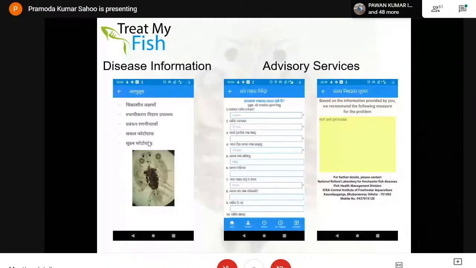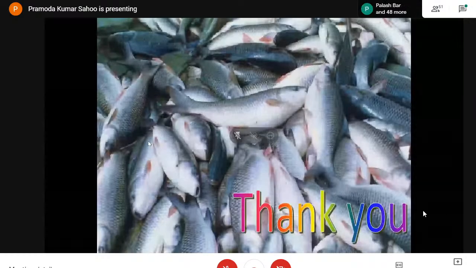So this is in gist about argulosis as well as its control mechanism. I have not gone up to the detailed science part of this, but if you understand the biology of this particular parasite, you can easily control it. So thank you very much.